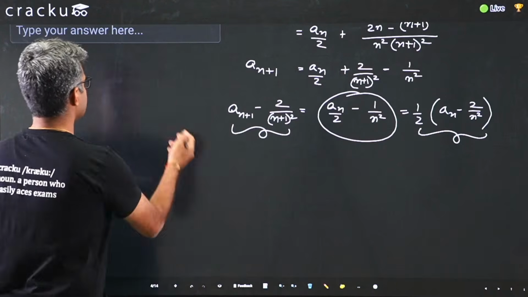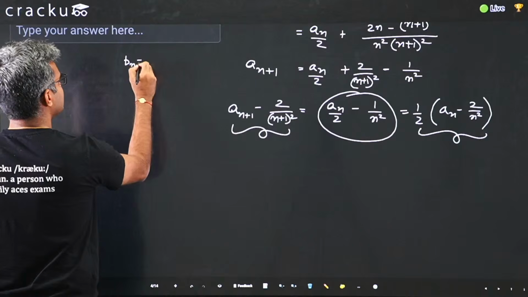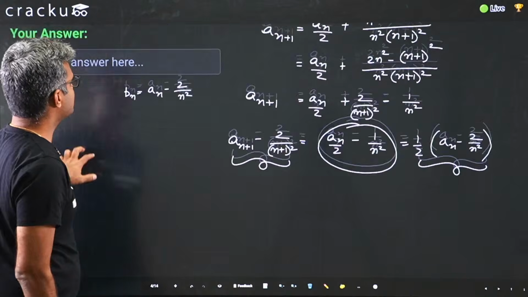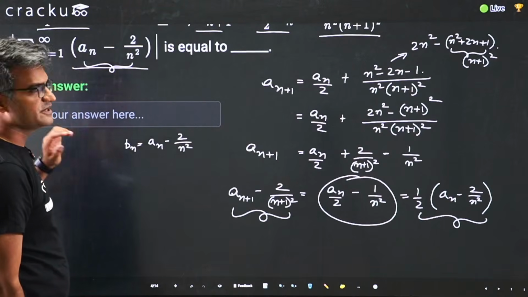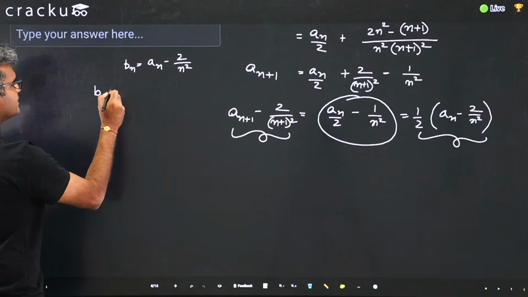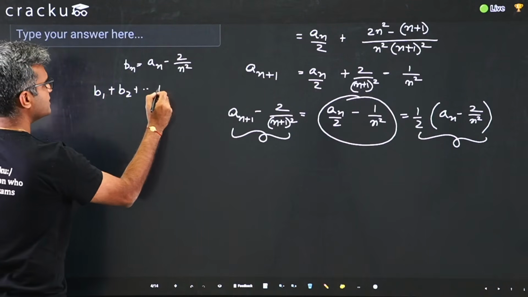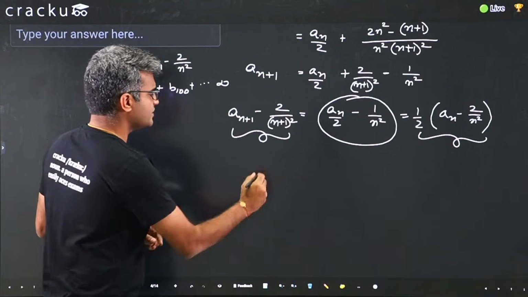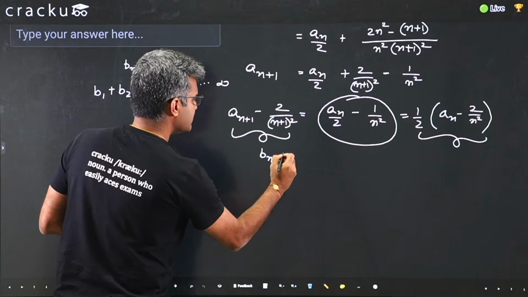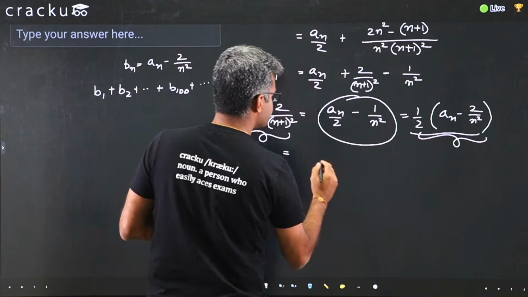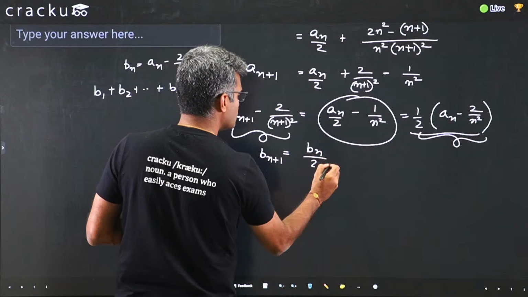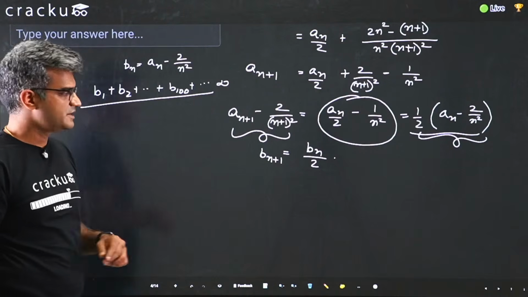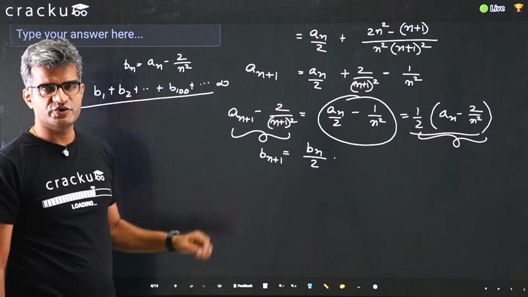So for example, if we are assuming that b(n) is equal to a(n) − 2/n², and we are asked to calculate the value of this expression till infinity, that is we are required to calculate b1 + b2 + ... + b100 + ... till infinity. What we have over here is b(n+1) is equal to b(n) divided by 2. So these terms are in a geometric progression. It is a decreasing geometric progression with a common ratio of 1/2.